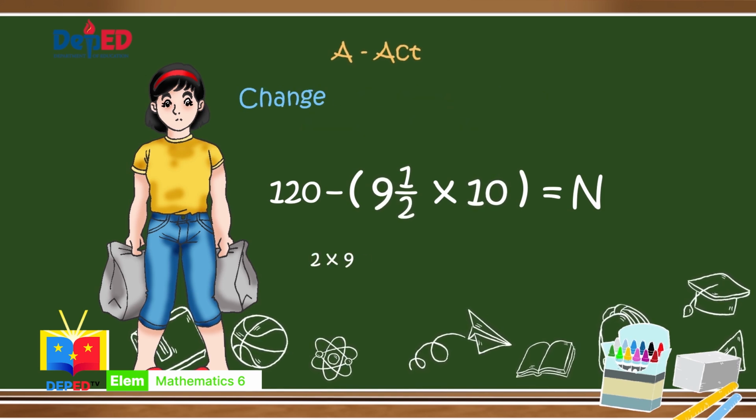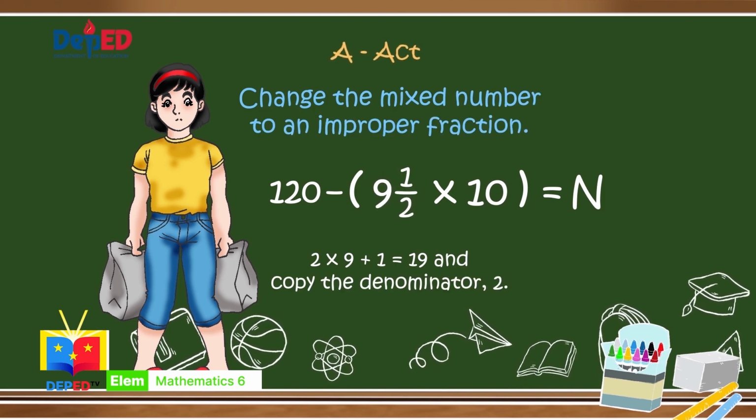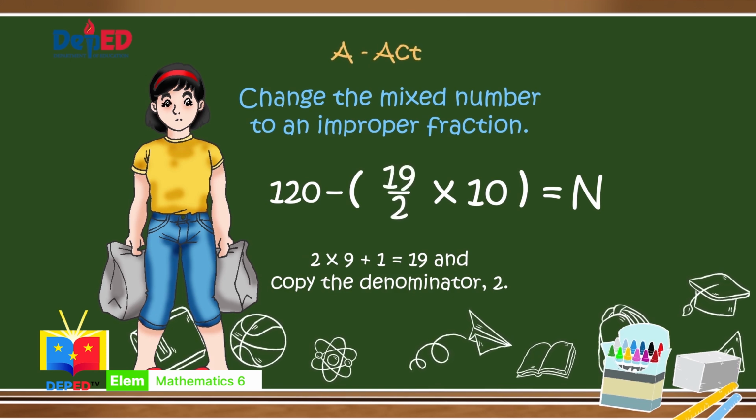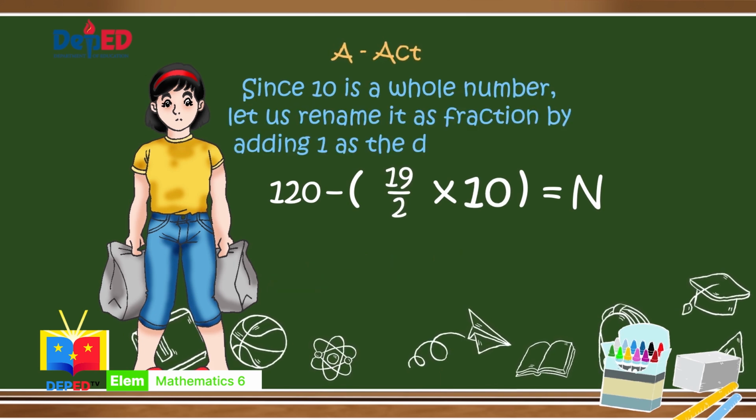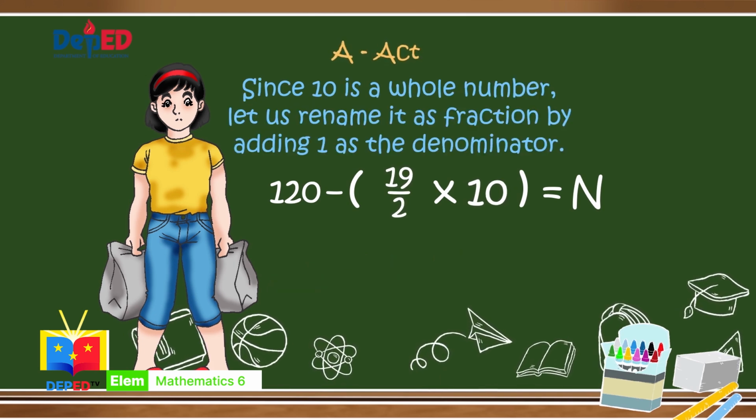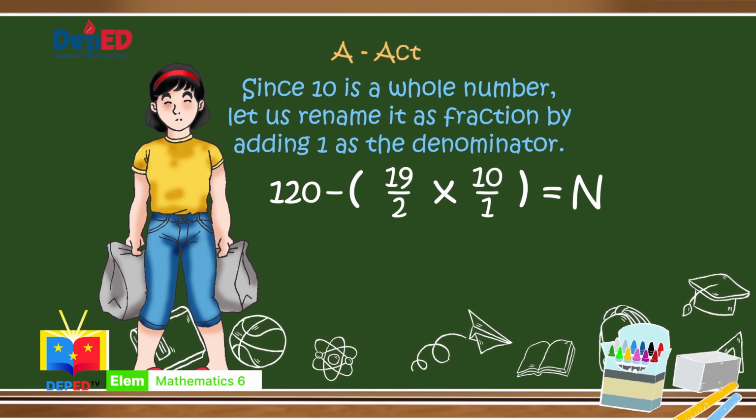First, change the mixed number to an improper fraction. 2 times 9 plus 1 equals 19. And copy the denominator 2. We have 19 halves. Since 10 is a whole number, let us rename it as a fraction by adding 1 as the denominator. We have 10 over 1. Next, multiply 19 halves by 10 over 1.